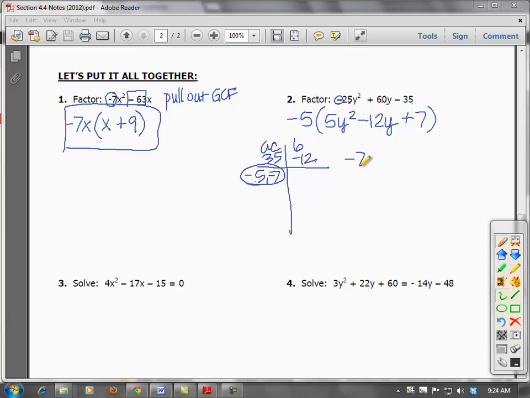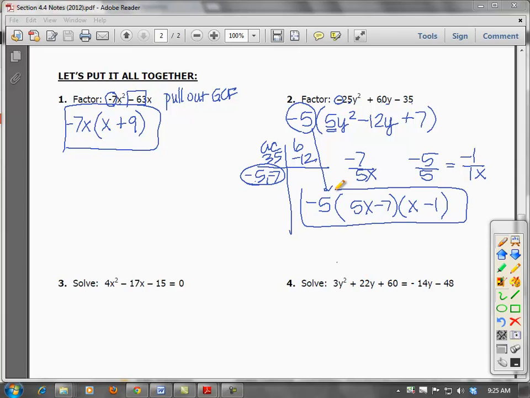So I have negative 7 and a negative 5, and I divide it all by my leading coefficient of 5. This is reduced. This one I can reduce to negative 1 over 1, so I put an x there. So my two factors are 5x minus 7 and x minus 1. The only thing we don't want to forget is the 5 that we pulled out, the negative 5, and so there's our factors.